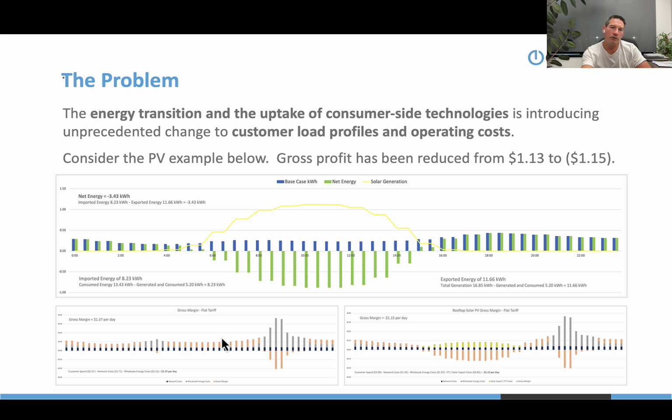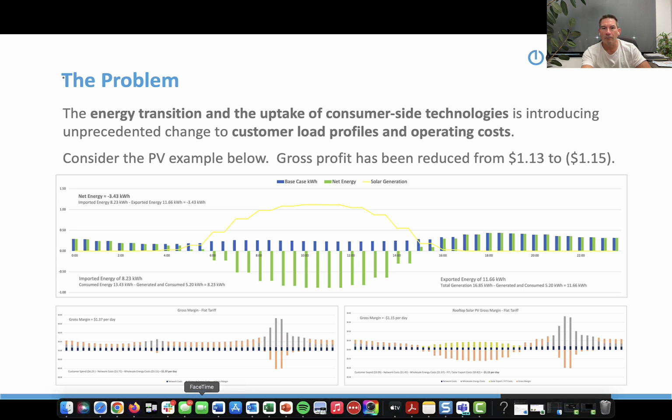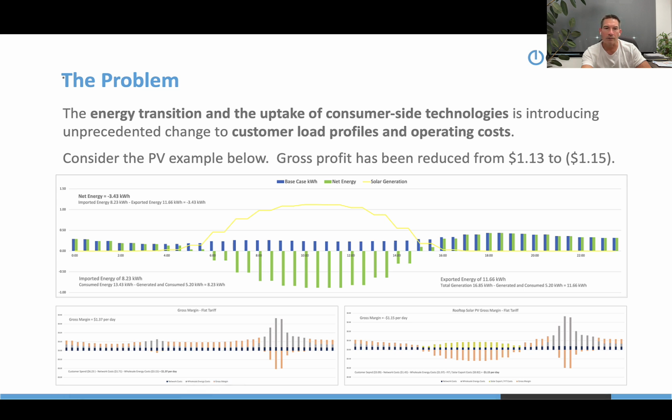But what's more interesting, or another view of it, is how that impacts gross margin. That's shown below. Again, these are daily profiles, and the orange is your gross margin. And you can really see how the installation of this PV system has actually turned your gross margin from $1.13 a day to actually negative $1.15.